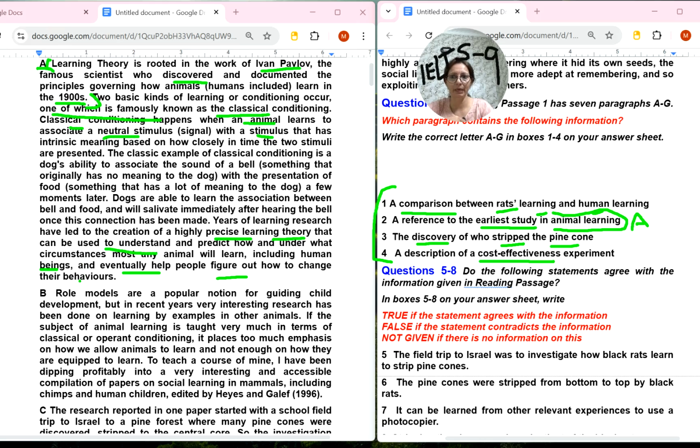Now paragraph B, let's read it. Role models are a popular notion for guiding child development. But in recent years very interesting research has been done on learning by example in other animals.